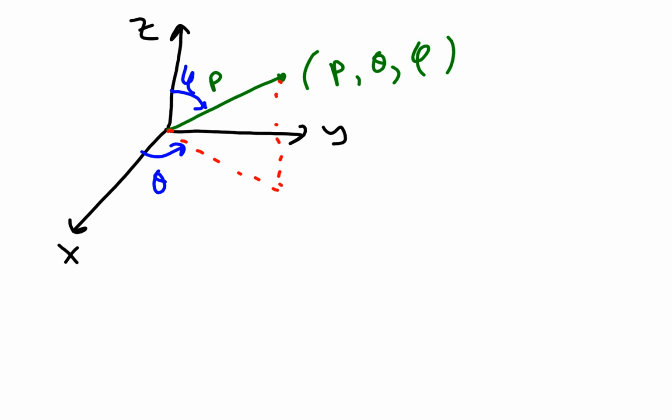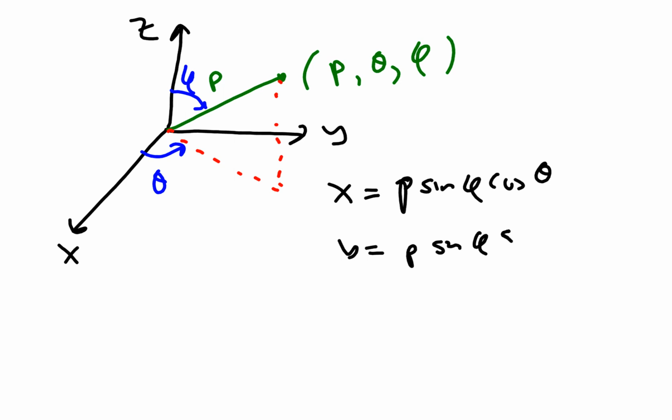We've shown in another video of mine that x is equal to rho sine phi cosine theta. Y is equal to rho sine phi sine of theta. And z is equal to rho cosine phi. Okay, so let's go look at something that you've probably heard about before.